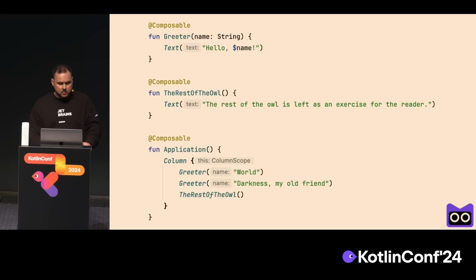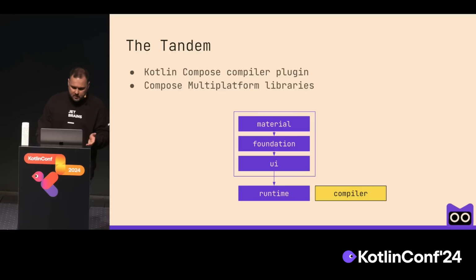So let's get started with Compose itself. The core idea in design of Compose is pretty simple. We just have functions with composable annotations which call each other with way we can describe some interface. So here's a primary function called application. It has a column and 3 other functions which eventually have free text inside. So how does all this beauty come to be?